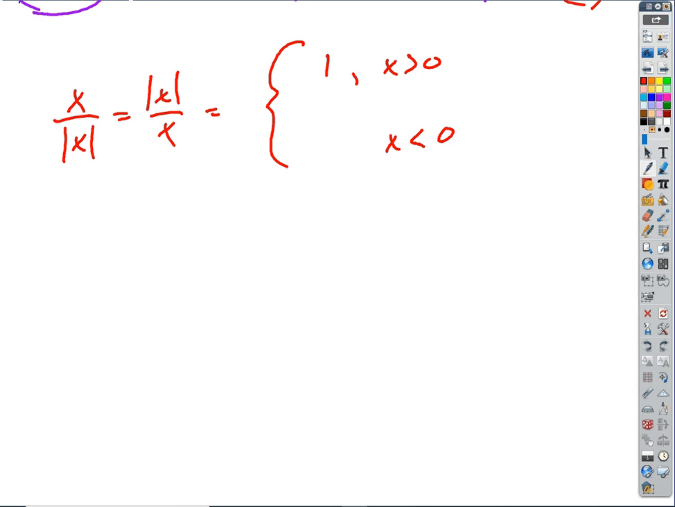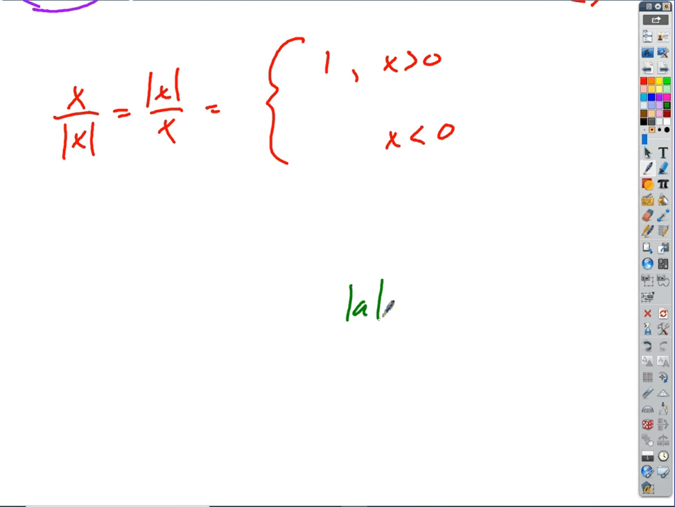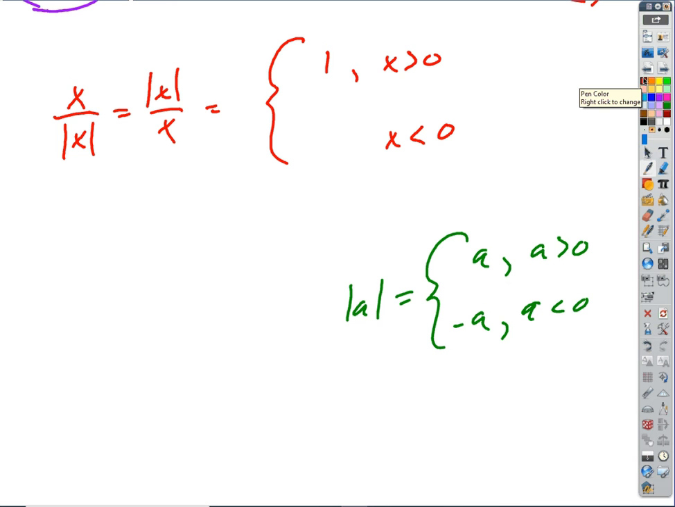If I've got the absolute value of a, it's equal to a when a is positive, but negative a when a is negative. That's how we turn it positive, multiply by -1, right? So if the piecewise function is going to render that absolute value of x as a negative x for negative values of x, negative x over x simplifies to what? -1.